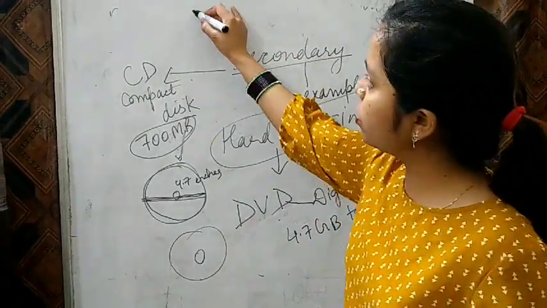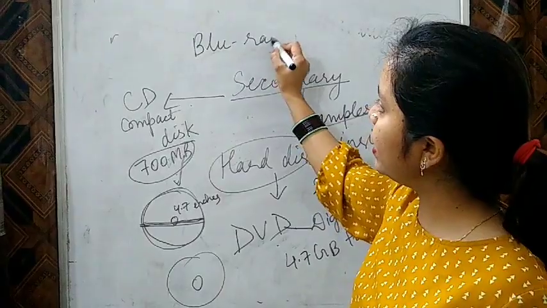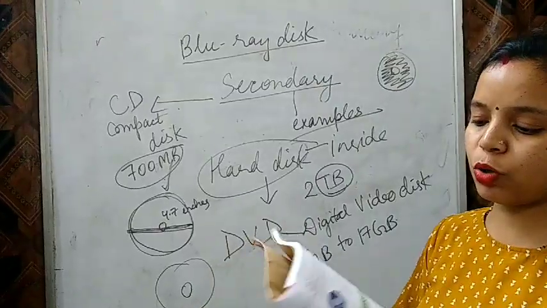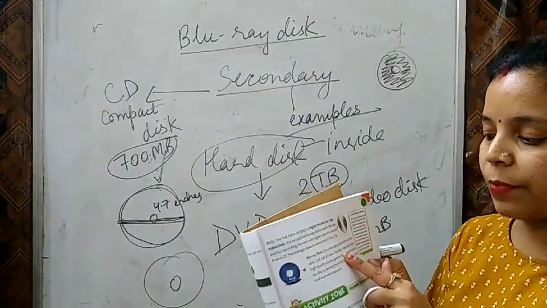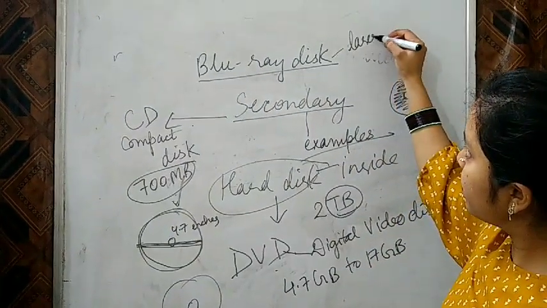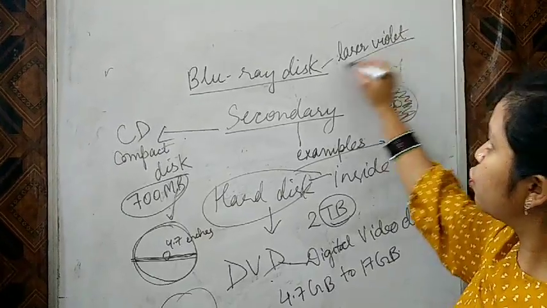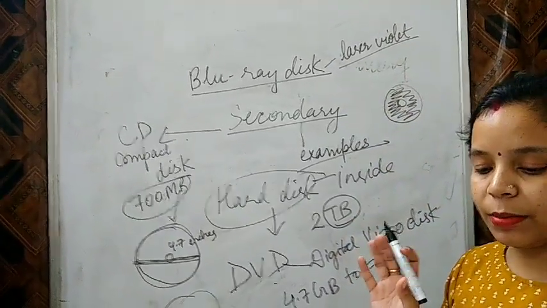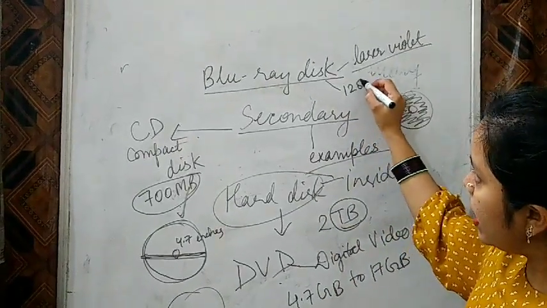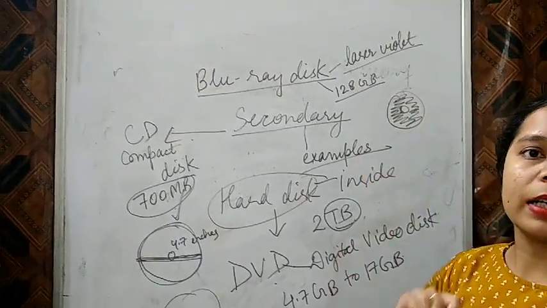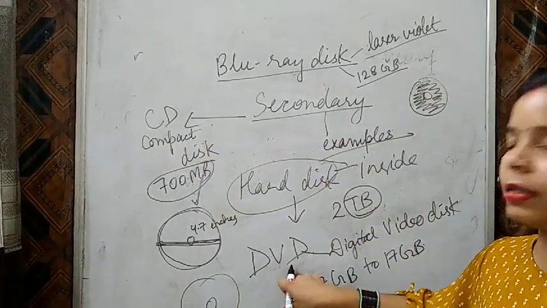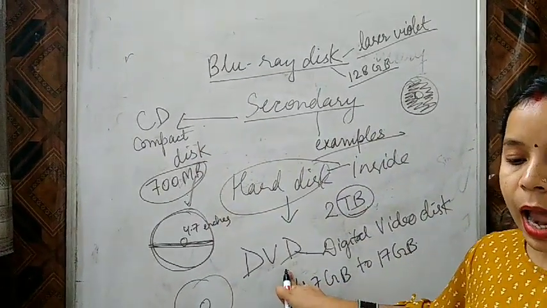Now the next secondary storage device given in your book is the Blu-ray disc. What is this Blu-ray disc? Blu-ray disc is also a disc for storing data. The difference is that it uses a violet color laser beam to store the data, and it stores 128 GB of data. That is a very large amount, larger than CD and also larger than DVD.